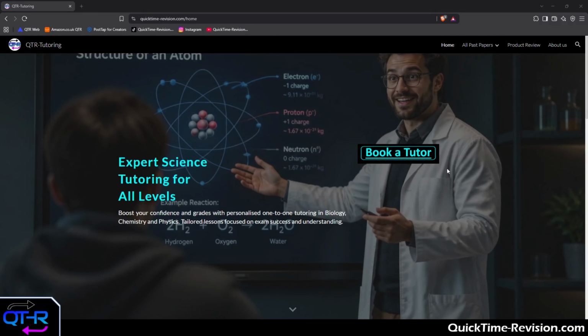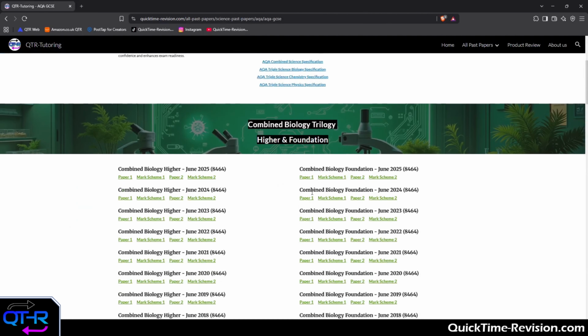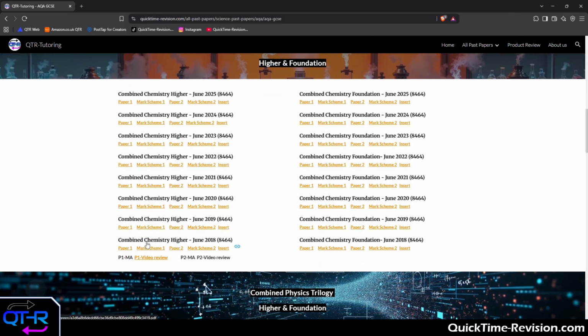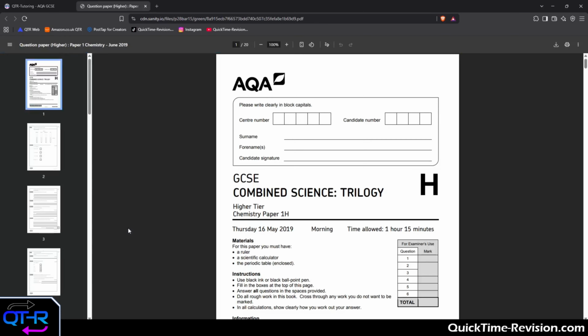So today we're going to be looking at the 2019 paper, but first, if we go to QuickTime-Revision.com and we go to past papers, AQA, GCSE, and we go down here to the Combined Chemistry Higher 2019 paper 1. This is the paper that we're going to be going through today.